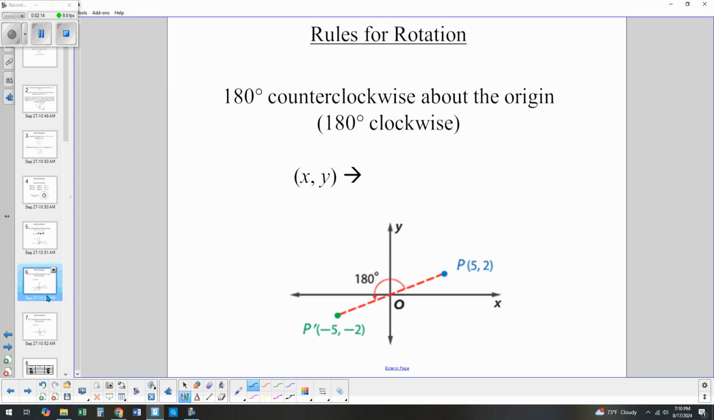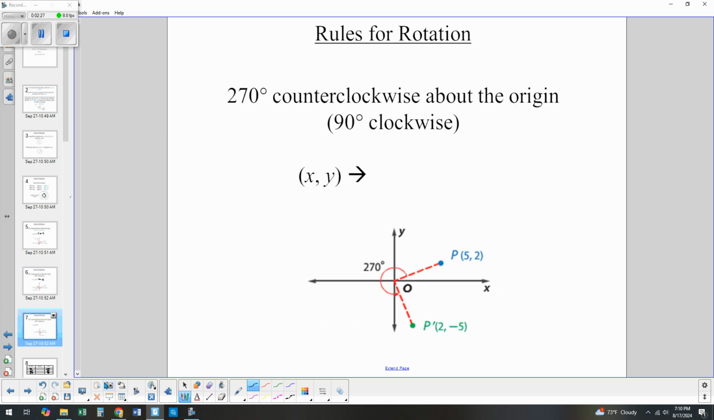For 180, if I look at my preimage and my image, I have the same numbers in the same spots, so it's still x and y, but both of them changed their signs. So that's -x and -y. And then for 270 counterclockwise, I again have the same numbers, but now they're switched, so it's y and x. And now the second spot changed its sign, so that's y, -x.